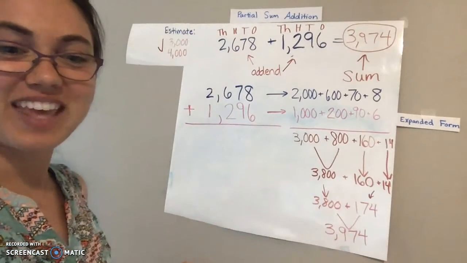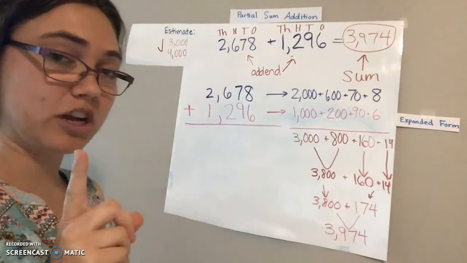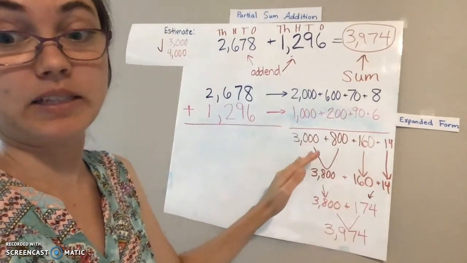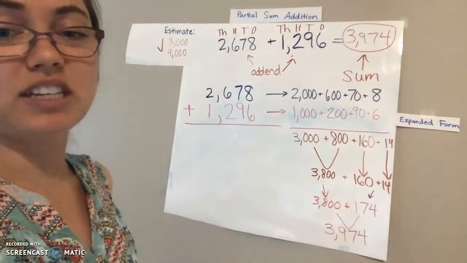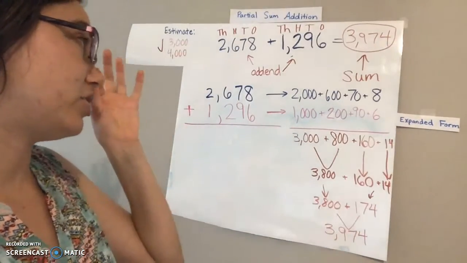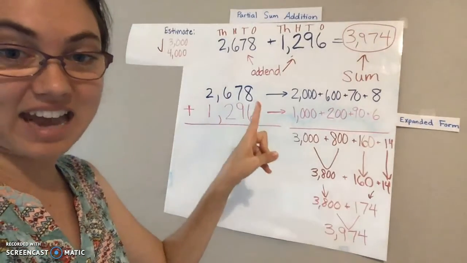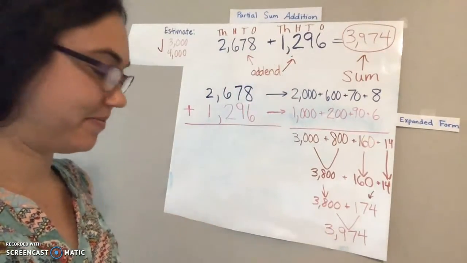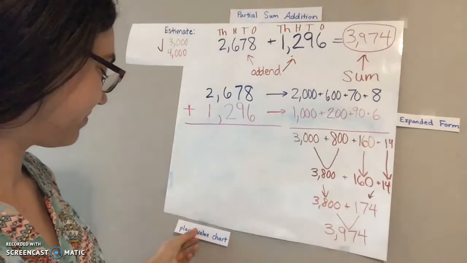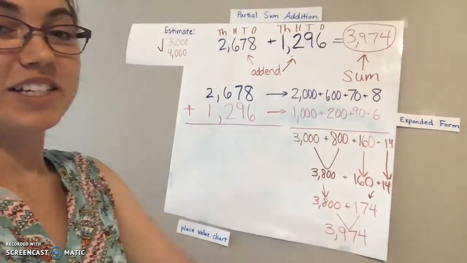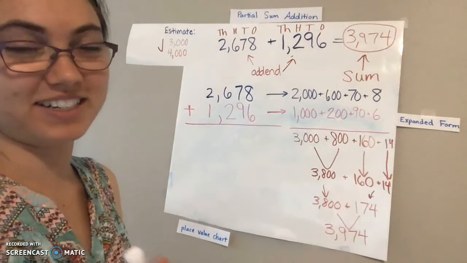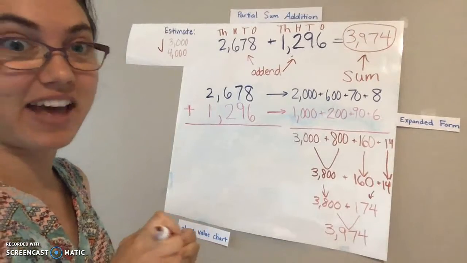Great work. Now, if you were having trouble with adding these complex, large multi-digit numbers, there's another strategy that I want to show you. So this video is going to look at one other strategy for adding these two addends. And I like to call it the place value chart. So, as its name suggests, place value is very important. So let's break up our place value.